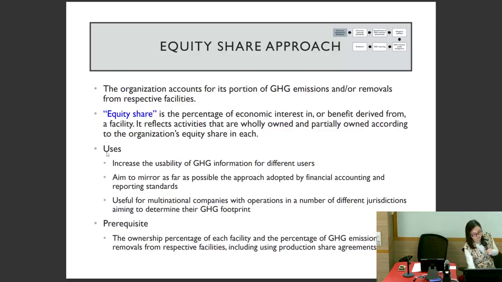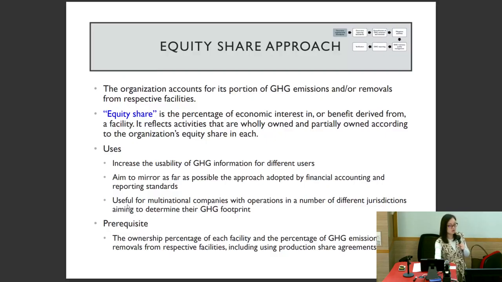So, the uses of the equity share approach. It increases the usability of greenhouse gas information for different users, and it aims to mirror as far as possible the approach adopted by financial accounting and reporting standards. It is also useful for multinational companies with operations in different jurisdictions, like different countries, aiming to determine their greenhouse gas footprint. I think the equity share approach is more commonly used. It is more straightforward, easier to follow.